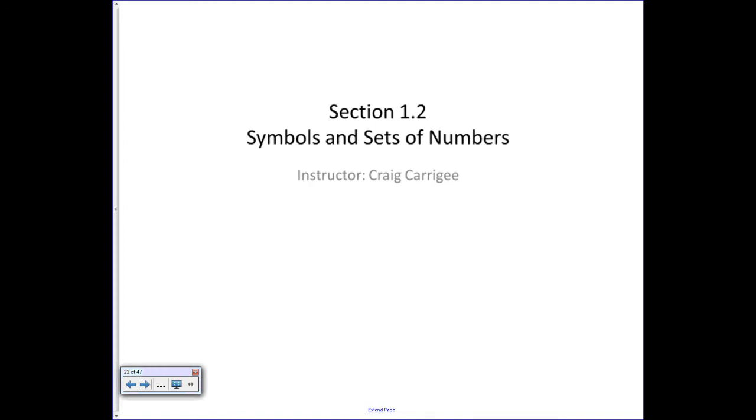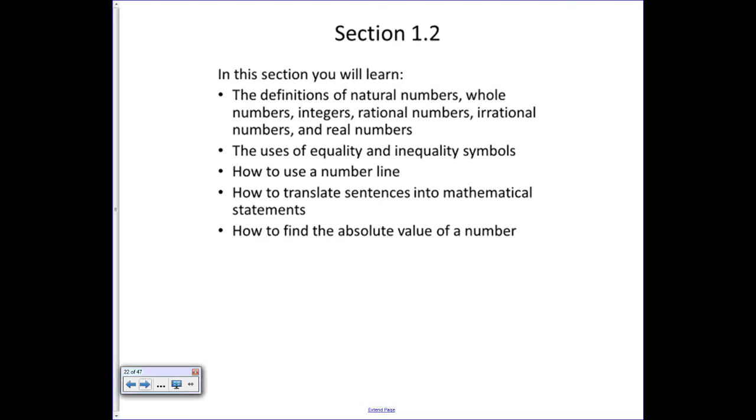Today we're going to talk about symbols and sets of numbers. So in this section, you're going to learn the definition of natural numbers, whole numbers, integers, rational numbers, irrational numbers, and real numbers. You're going to learn the uses of equality and inequality symbols, how to use a number line, how to translate sentences into mathematical statements, and how to find the absolute value of a number.